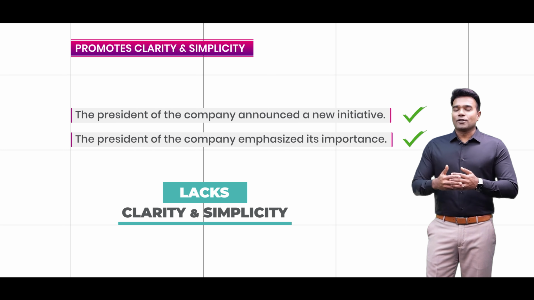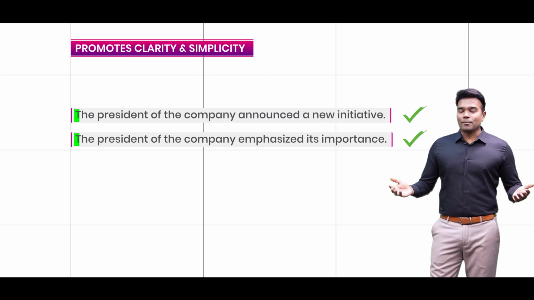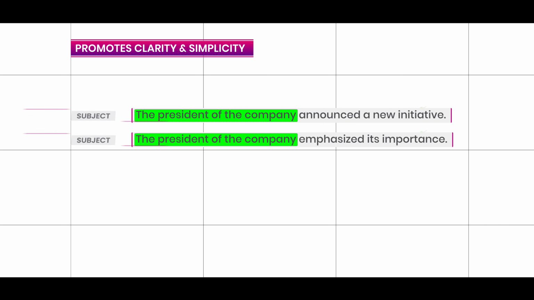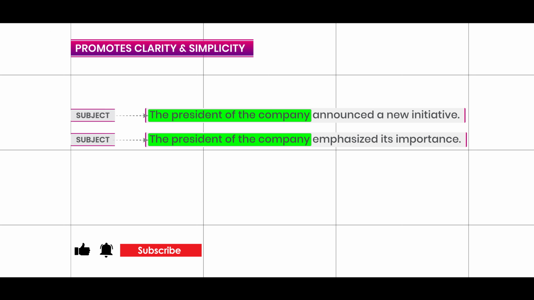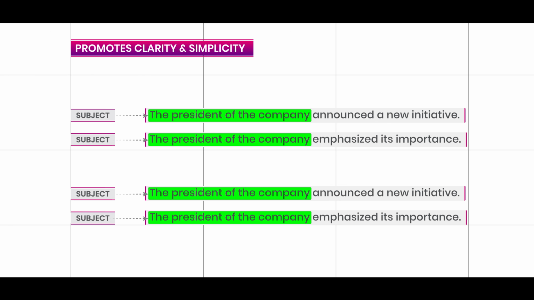What I mean to say is that the phrase "the president of the company" is the subject in both of the sentences, but the repetition of the phrase in the second sentence is making the sentence more complicated. Well, if I really have to rectify this and make it simpler, all I have to do is replace "the president of the company" in the second sentence with an equivalent subject pronoun, "he."